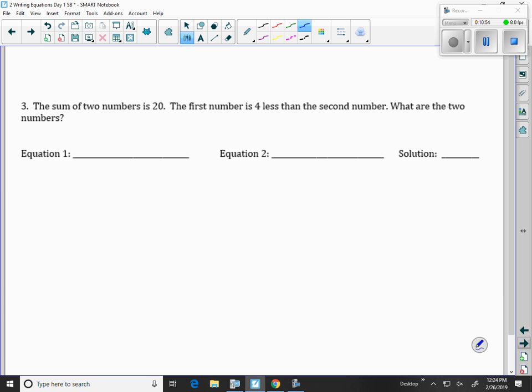All right, number 3. The sum of two numbers is 20. You probably already know how to write that. X plus y equals 20. The first number, what do you want to make that, X or Y? Okay. First number equals 4 less than the second number. 4 less than y minus 4.